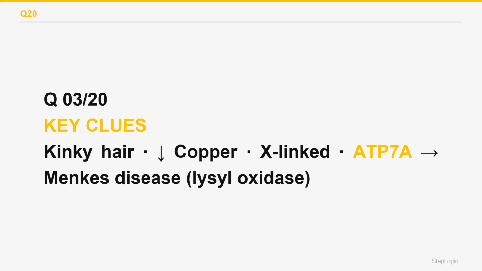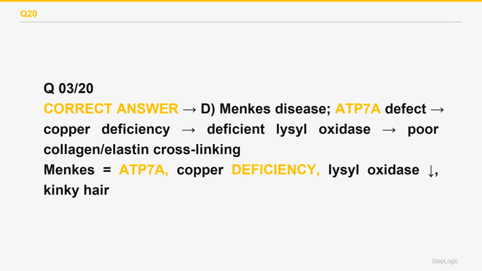The defect causes copper deficiency, low serum copper and ceruloplasmin. The key downstream effect is deficiency of copper-dependent enzymes. Most importantly, lysyl oxidase, which requires copper to cross-link collagen and elastin. Without functional lysyl oxidase, connective tissue is weak and elastin is defective, producing the brittle, kinky, steely hair, tortuous blood vessels, bone abnormalities, and connective tissue problems, along with neurodegeneration. The correct answer is D.